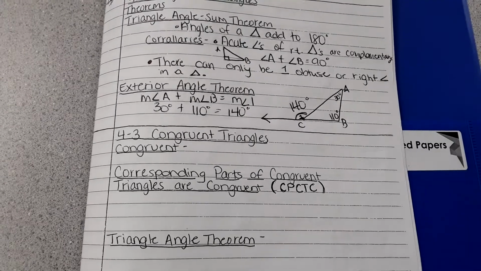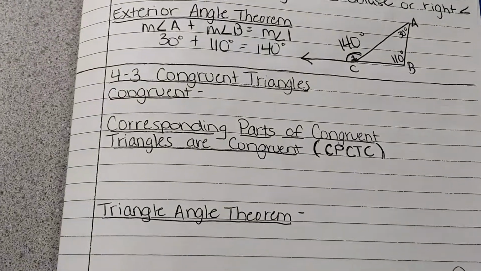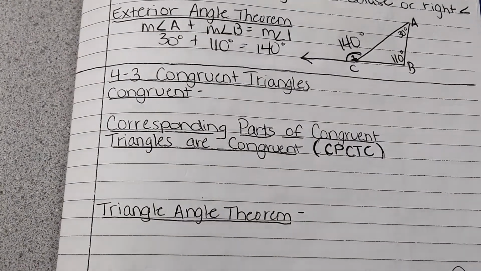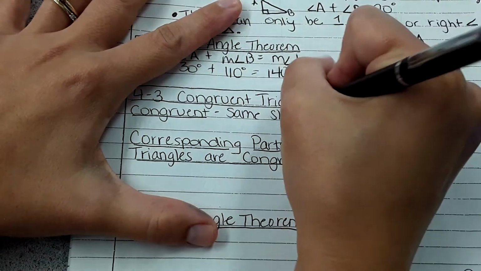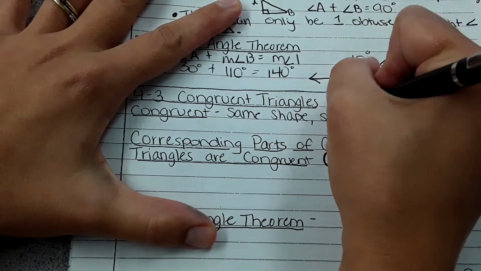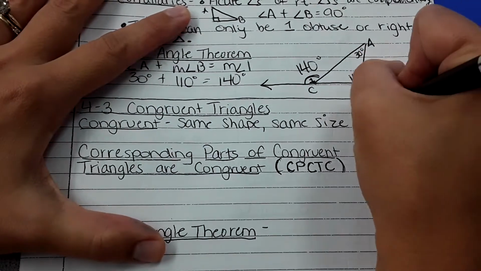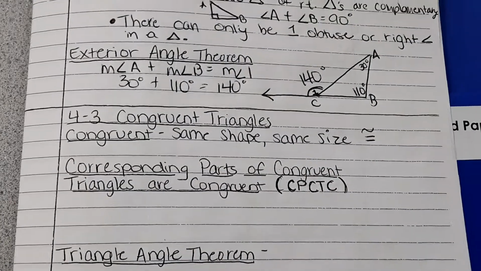Okay, so 4-3, congruent triangles. Starting out with a vocabulary you should be really familiar with at this point is congruent. When two shapes are congruent, they are the same shape and same size. The symbol we often use for this looks like this, with the equal sign and a squiggly line on top.